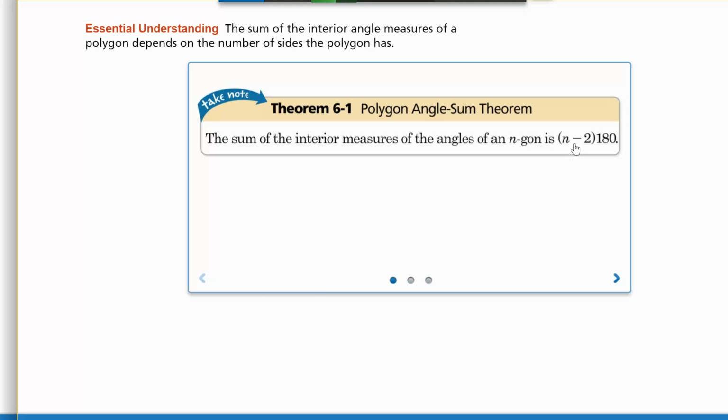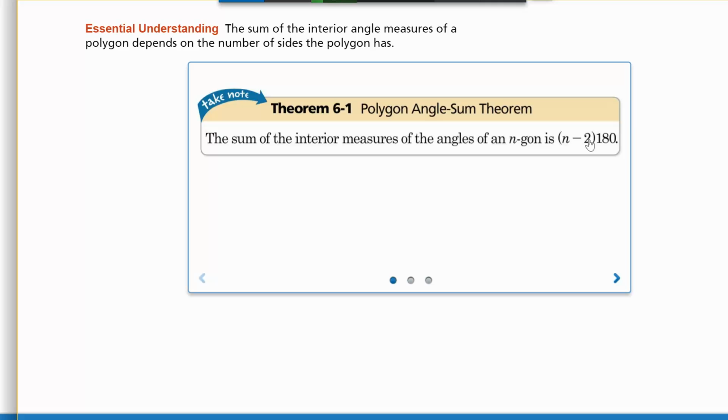Where do we get the n minus 2? Well, that came from the solve it activity. If it was a 5-sided figure, it made 3 triangles, 3 triangles, each of them 180 degrees. So let's do a 10-sided figure. It would make 8 triangles. Each triangle is 180, so 8 times 180 would be what all the angles add to on a 10-sided figure.